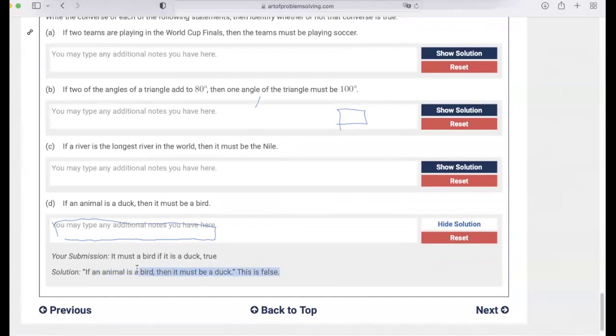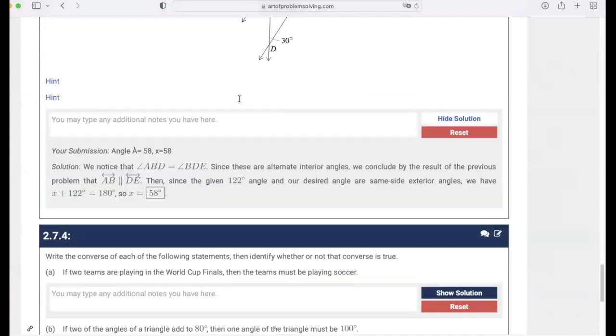Yes, this one is true. But if an animal is a bird, then it must be a duck, then this is false, right? Because if it's a duck, obviously it's a bird, but the opposite is false. You get the idea. Okay, good.